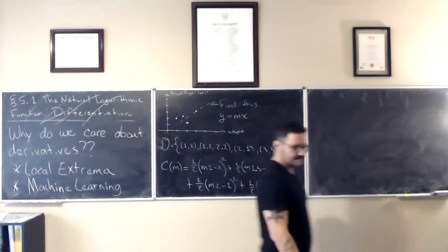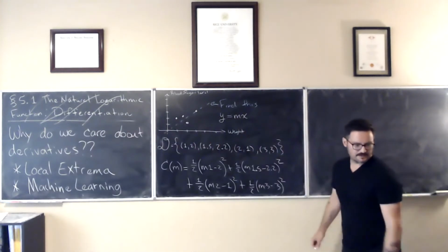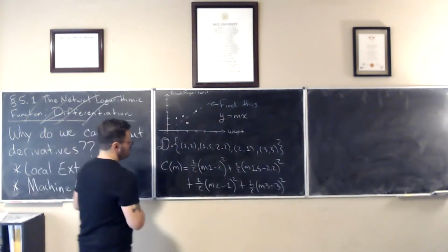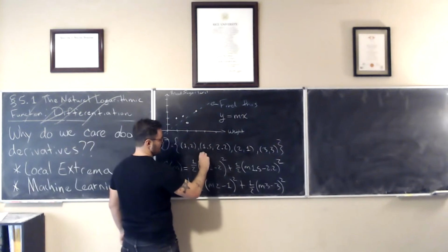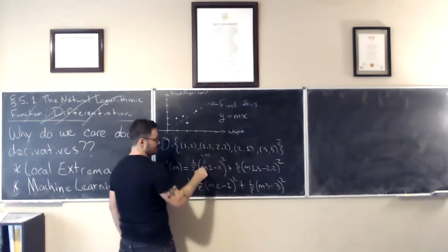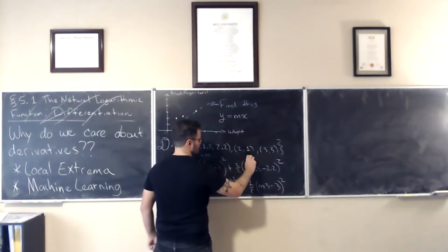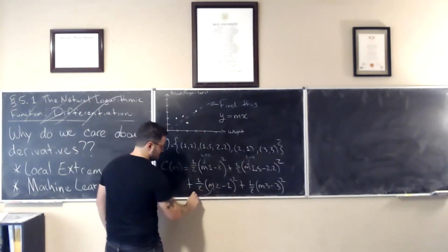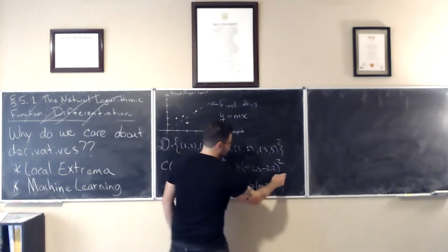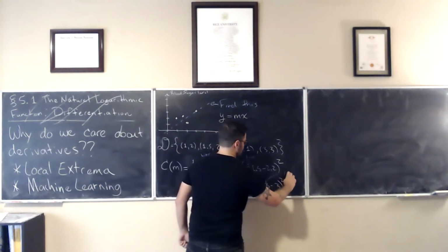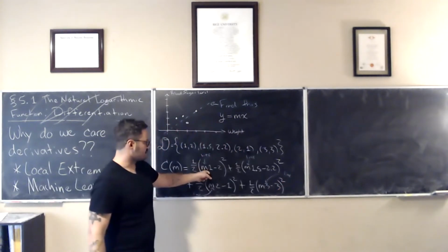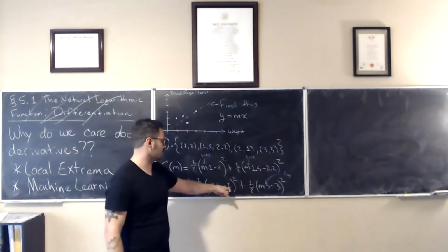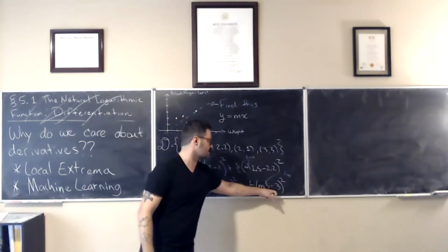Does anyone get a sense of what this is doing? Basically, this is like our line. That's our predicted line. Right? m times x, that's our line. That's our prediction, and that's the actual value.